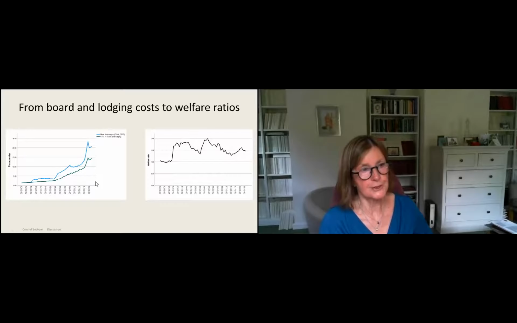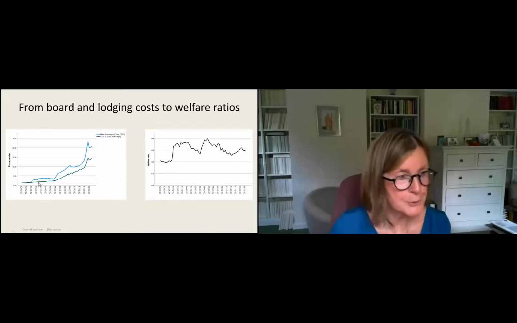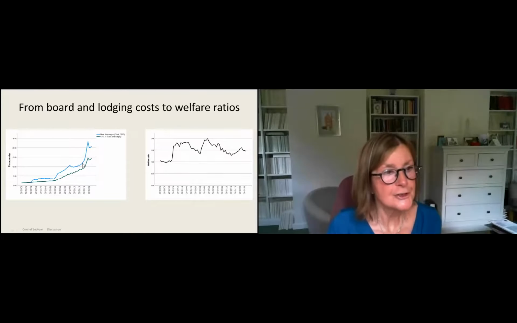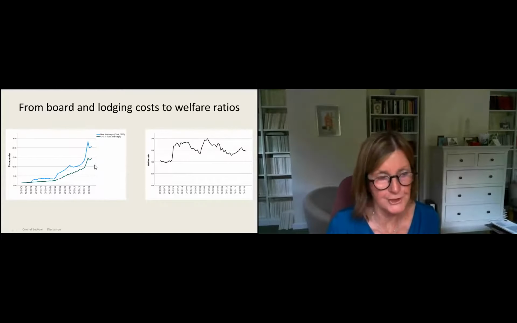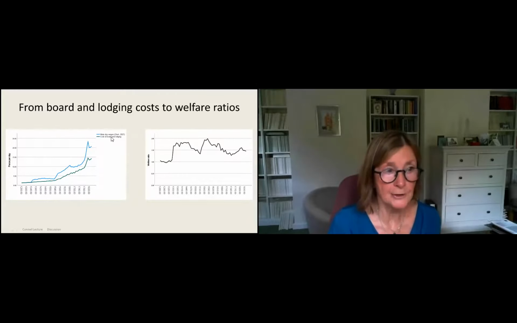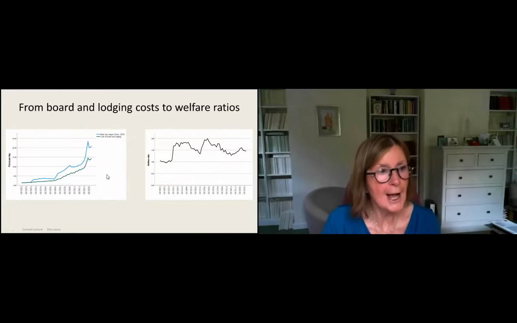So you can see that if we were to put on the board the cost of board and lodging, this unskilled man is generally not that different from the raw data itself, the raw data of the cost of board and lodging. But by comparing it with male day wages taken from Clark's long run series for agricultural workers, we can actually work out the welfare ratio. That is, how many board and lodging baskets could a male day wage buy?